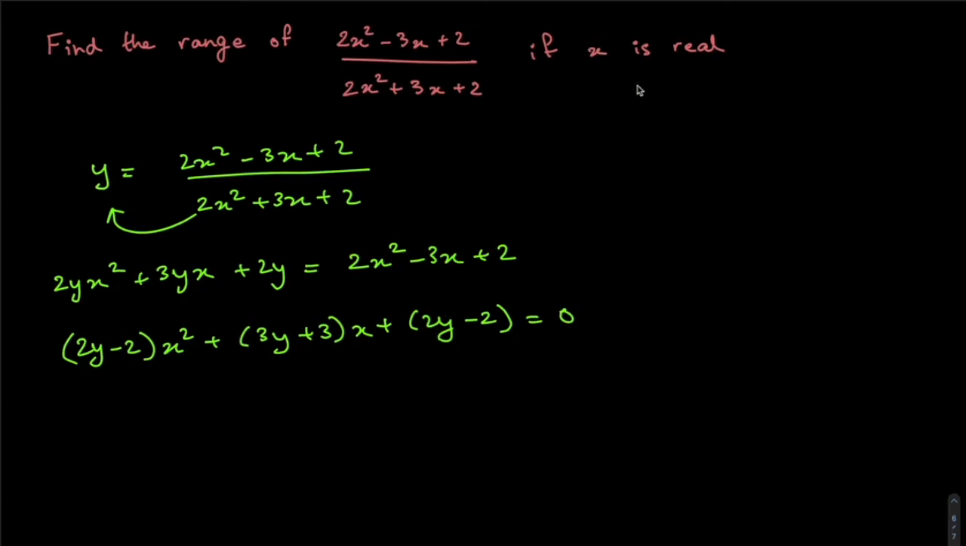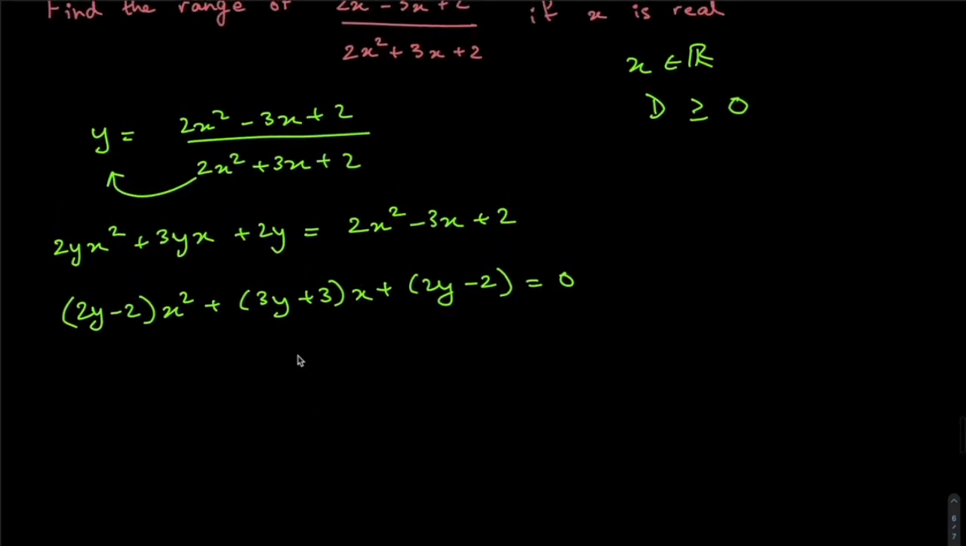All right, so now they've said x is real. That means my discriminant should be greater than or equal to 0, because for negative discriminants I'm going to get imaginary values of x, which I don't want. So I'm going to set the discriminant greater than or equal to 0. That is the approach. We always let the discriminant be greater than or equal to 0.